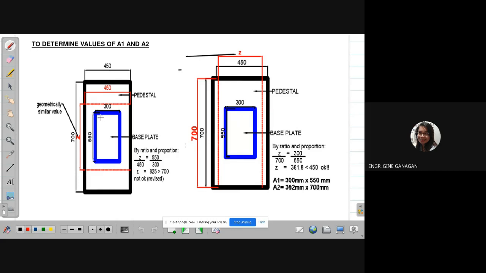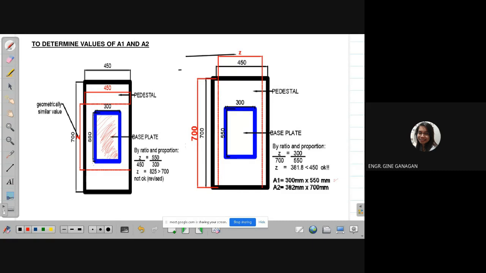So, tingin kayo dito sa left drawing. So, yung area 1 natin is yung in contact. So, ito pa rin yung area 1 natin. Kasi yan yung in contact between base plate and yung pedestal. So, that is 300 by 550. Paano yung area 2 natin? So, area 2. So, pag min-maximize natin yung 300, this is rectangular kasi rectangular din yung ating base plate.